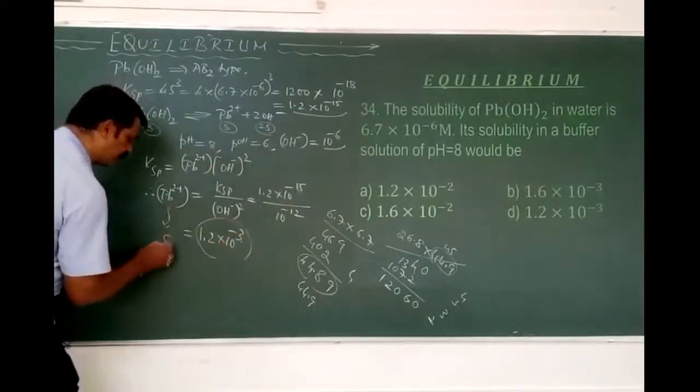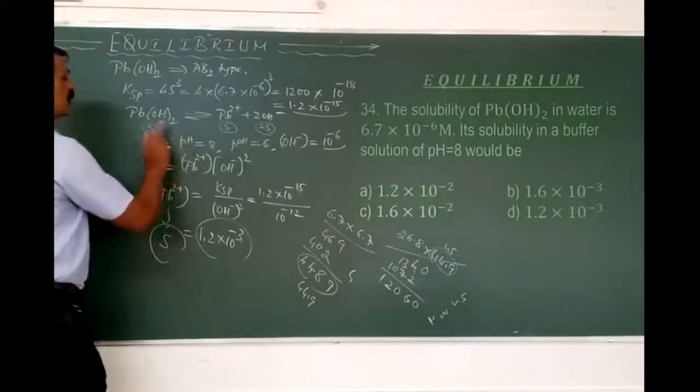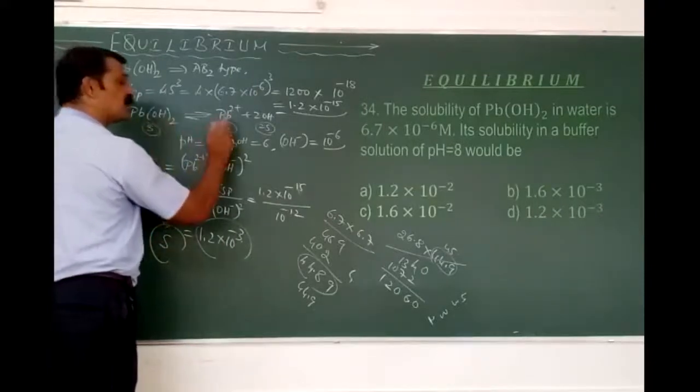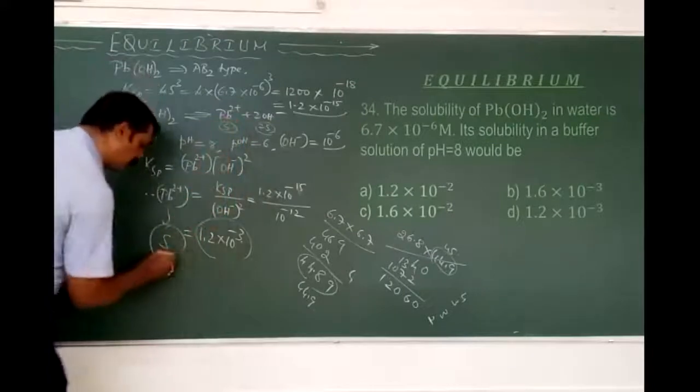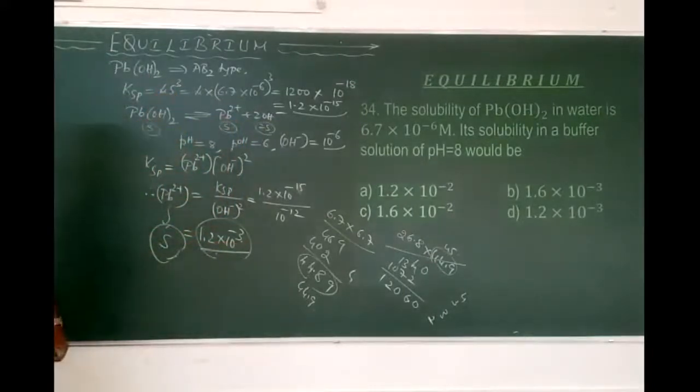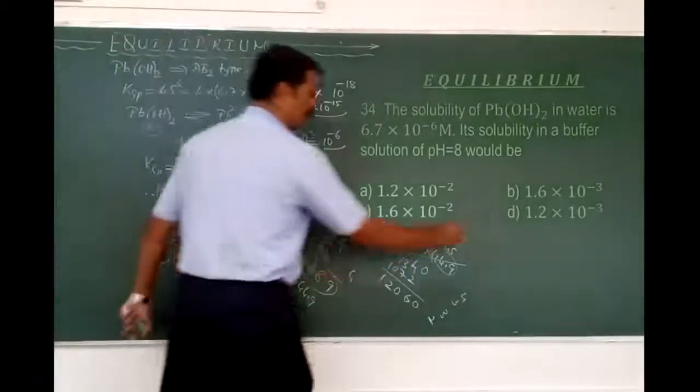What is this? Because Pb2+ gives rise to what? Pb(OH)2 gives rise to Pb2+ and 2OH minus. This is called the solubility. Solubility is going to be how much? 1.2 into 10 to the power of minus 3. Therefore, this is the option.